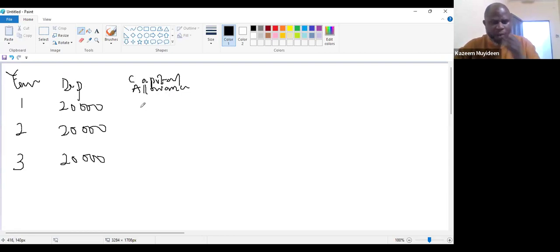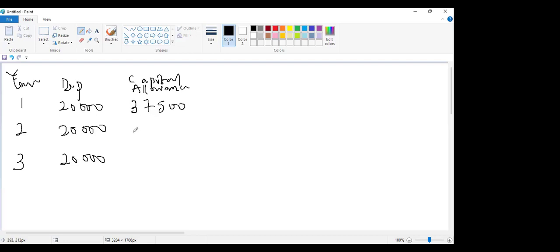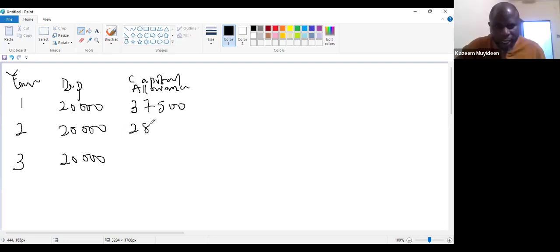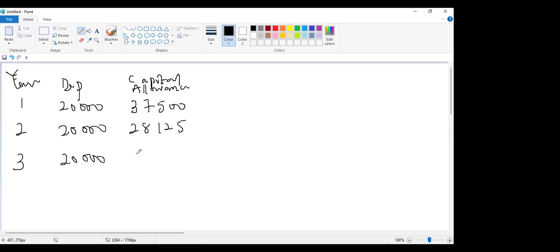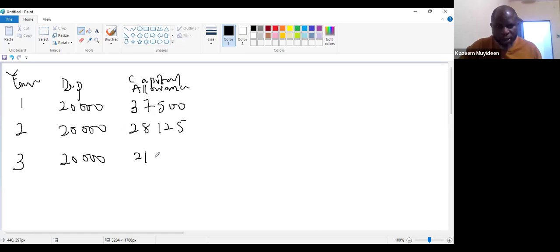The first capital allowance is 37,500. What is the second capital allowance given in the question, in the solution? Let's assume the second capital allowance is 28,125. Then the last one is 21,094. Based on this question, this is what we have.